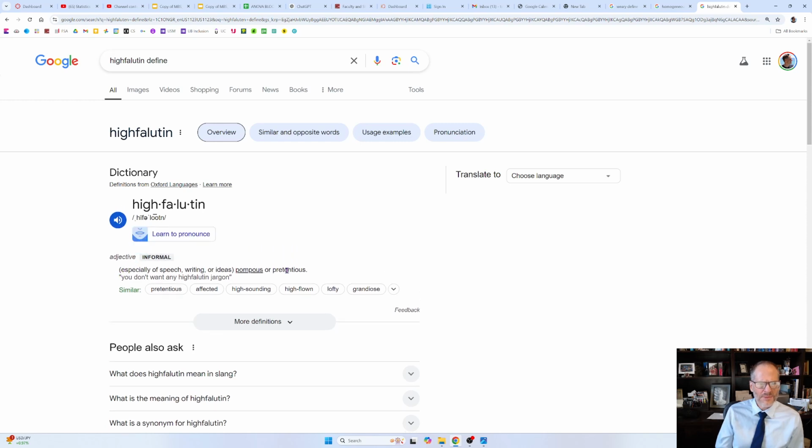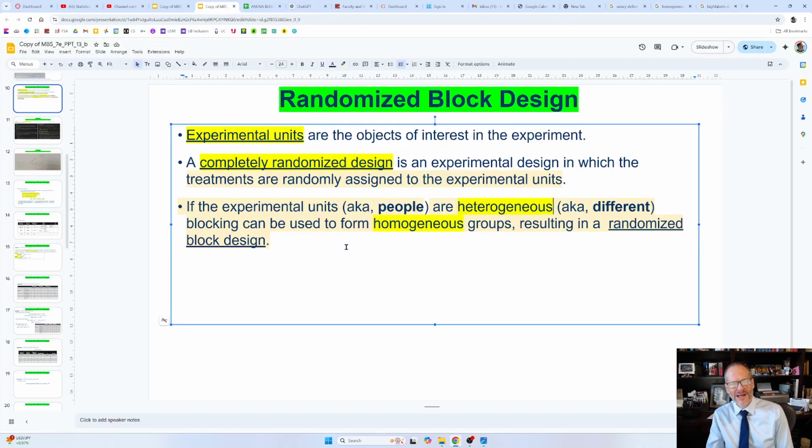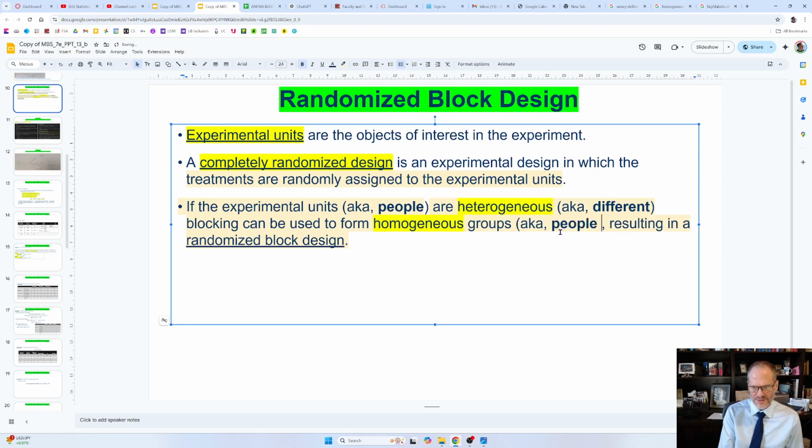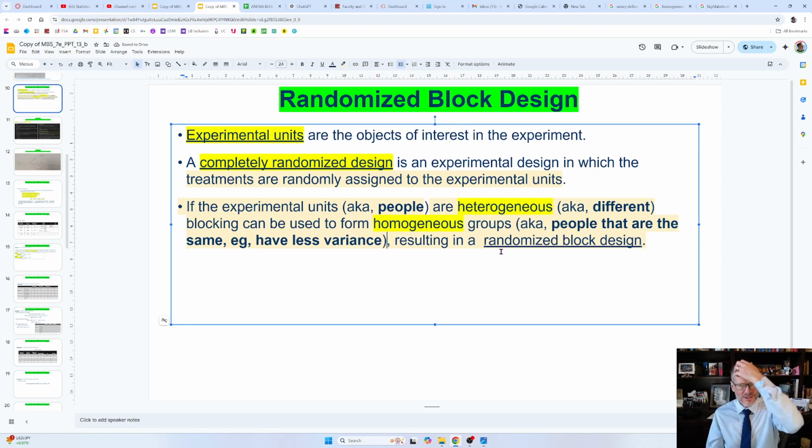It's pompous or pretentious. So you don't want any highfalutin jargon. I kind of like highfalutin. If the experimental units, aka people, are heterogeneous, aka different, blocking can be used to form homogeneous groups, aka people that are the same, e.g. have less variance. Okay? Resulting in randomized block design.